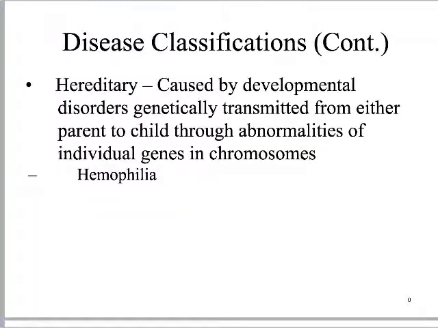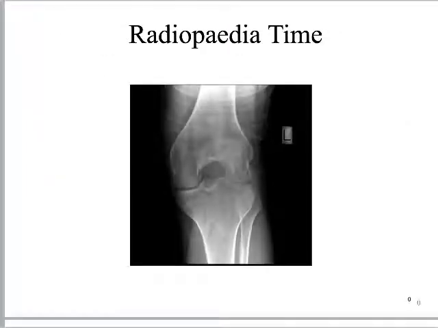Okay. Hereditary. Caused by developmental disorders that are genetically transmitted from either a parent to a child through abnormalities of individual disease. An example of that would be hemophilia. So let's look at the effects of hemophilia, right? With Radiopaedia, if you look up hemophilia, you will get this picture here. But again, if you don't have Radiopaedia, that's fine.